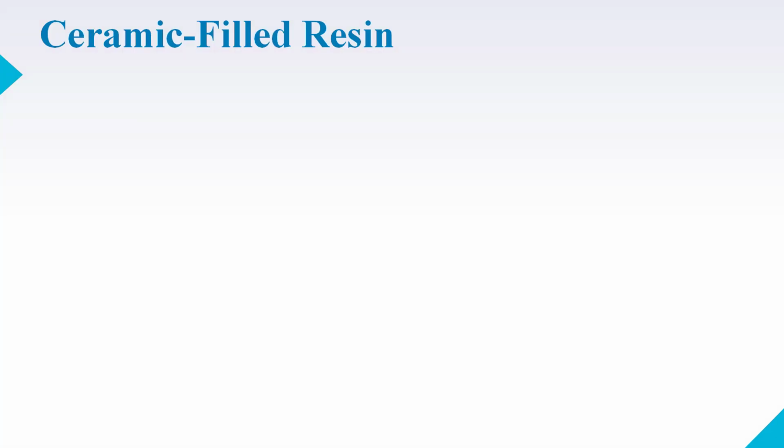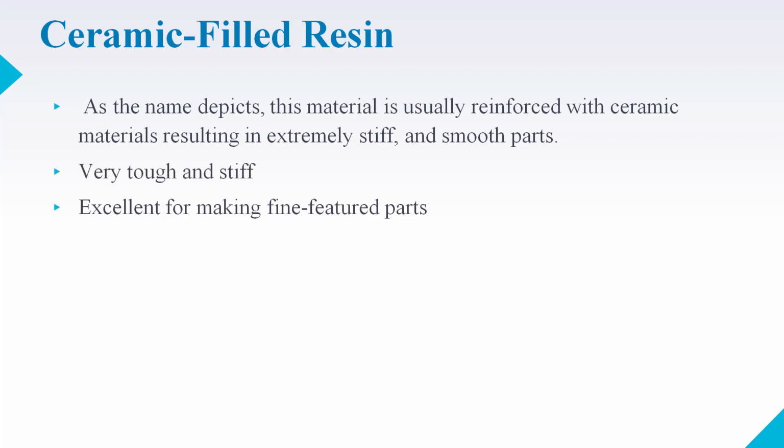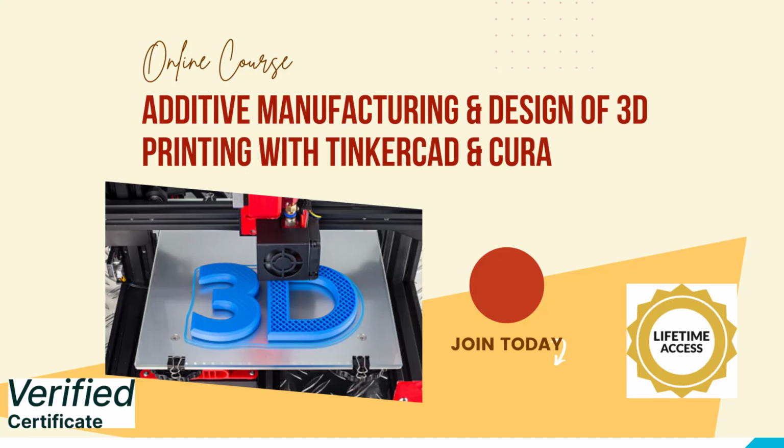Now the next and last is ceramic filled resins. Again, we know about ceramic. Ceramics are materials which sustain high heat and high strength. So this material is usually reinforced with ceramic materials, resulting in extremely stiff and smooth parts. Very tough and stiff. It is excellent for making fine featured parts, highly resistant to heat, with below average impact strength, and brittle. So these are the resins we use in SLA 3D printing.